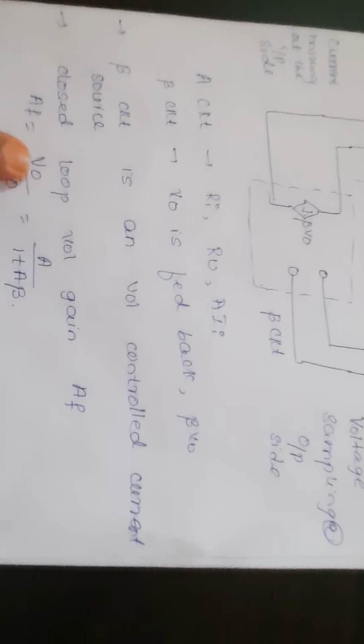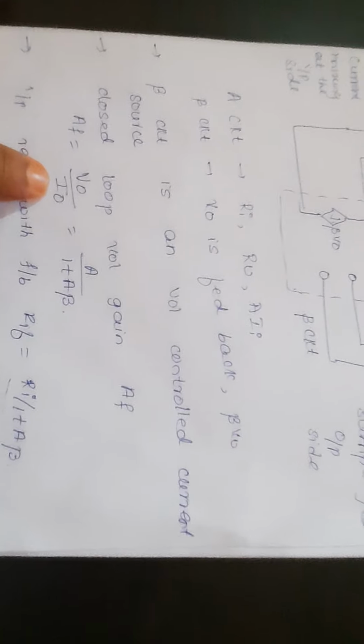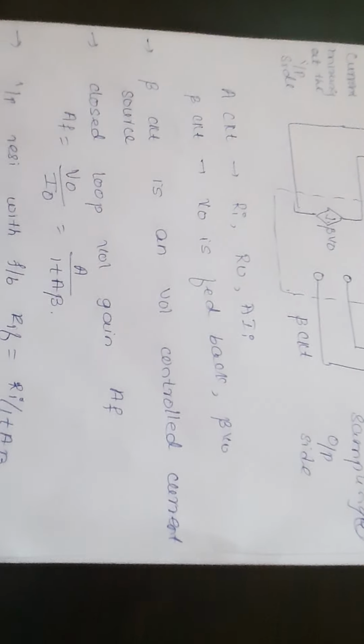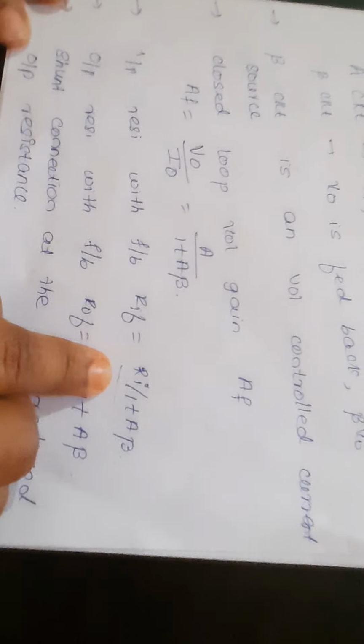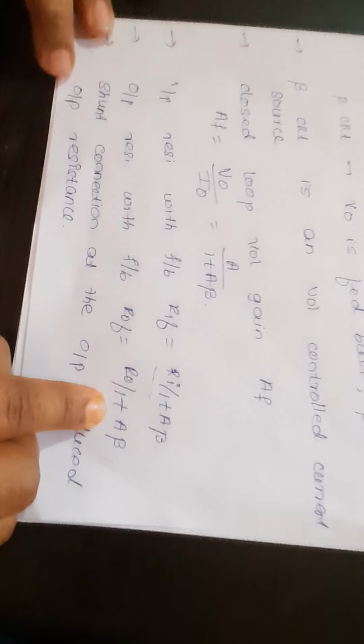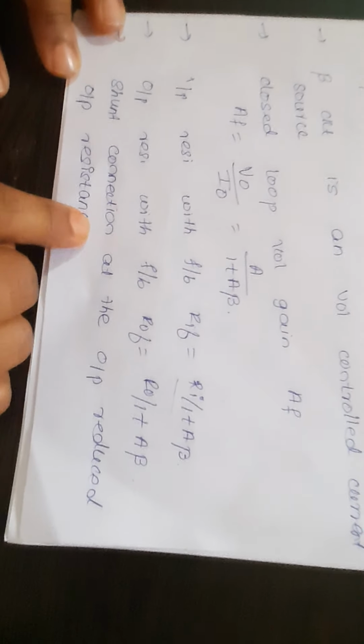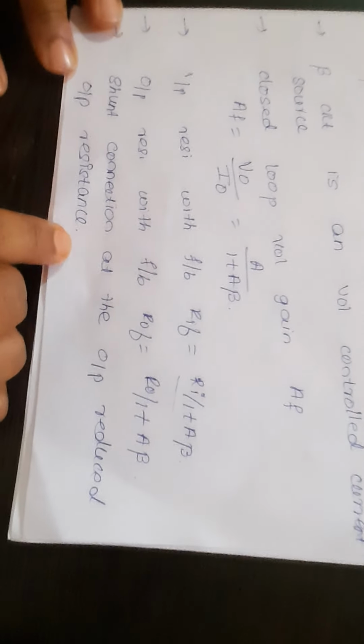AF is the closed loop voltage gain. It is given by output voltage divided by the input, so we will be having V0 upon I0. It is given by this formula. Input resistance with feedback is given by this formula. Output resistance is given by R0 divided by 1 plus A beta. Since we have the shunt connection at the output side, it reduces the output resistance.